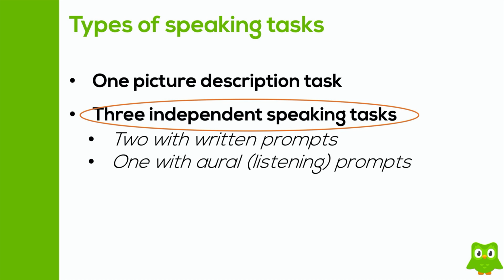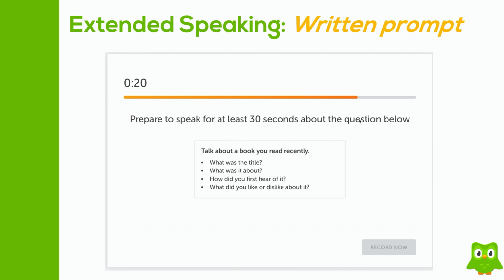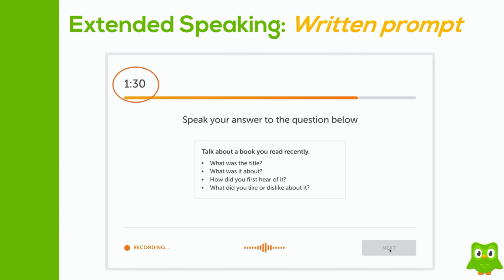The written prompt looks like this. You have between 20 and 30 seconds to prepare, and you just click that Record Now button at the bottom when you're ready. It says that you should speak for at least 30 seconds about the questions below. And while that's true, I highly recommend that you speak for longer. So in this task, you actually have 90 seconds to answer this question, and like I mentioned, I strongly recommend that you speak for at least 80 seconds.